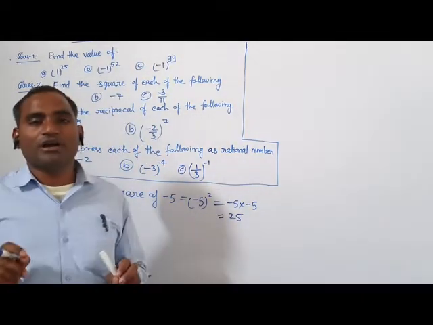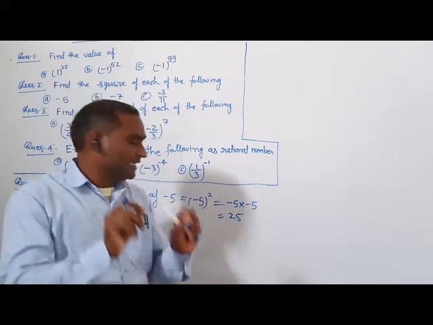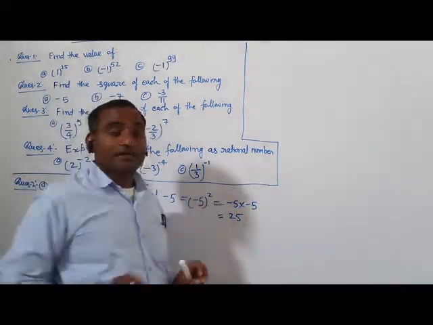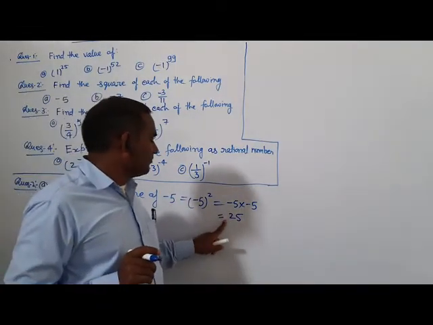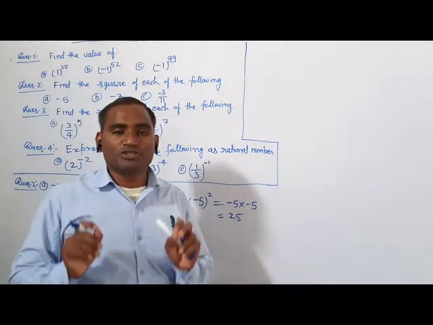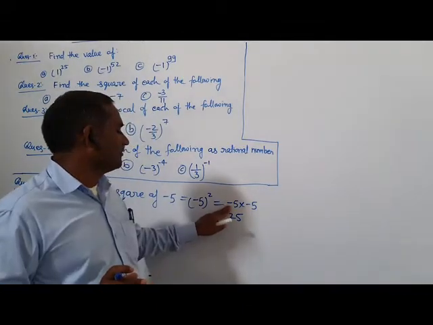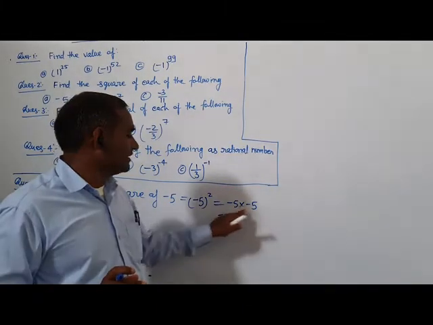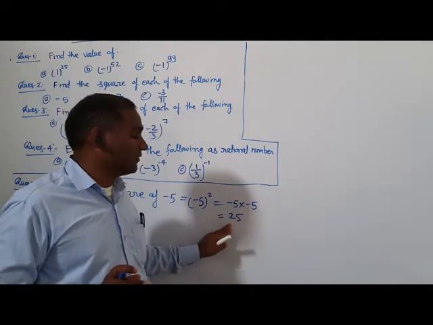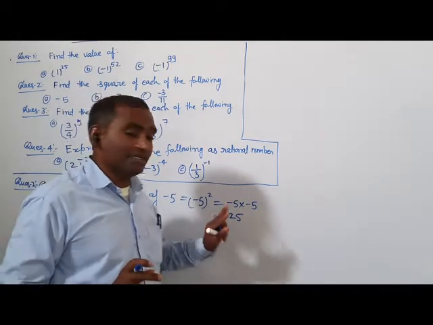If the number of negative signs is even in multiplication, so the sign of the product will be positive. Here the number of negative signs is even, so the product of 5 into 5 will be positive. So this is 25.